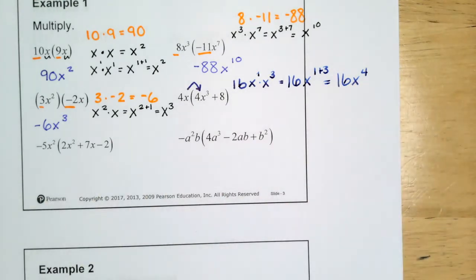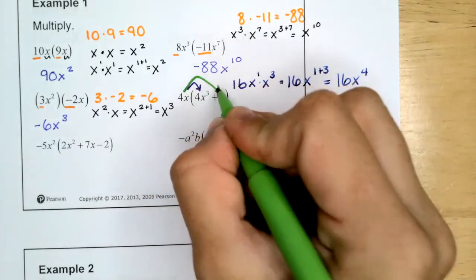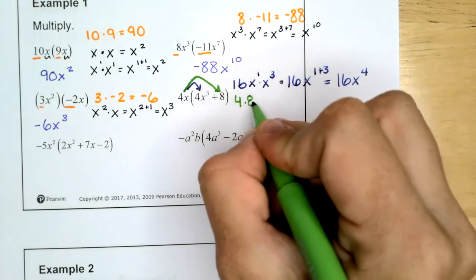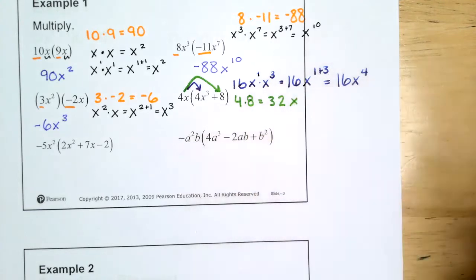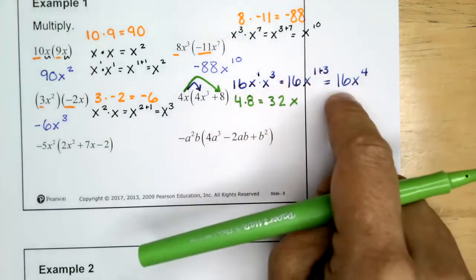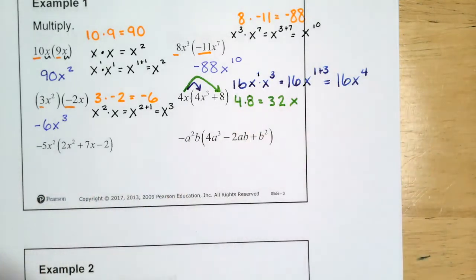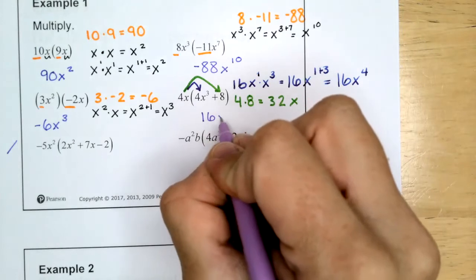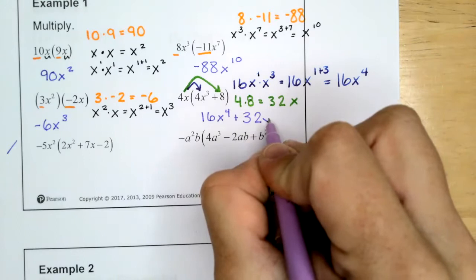And then our other term is 4x times a positive 8. So 4 times 8 becomes 32. And then we just have 1x. So we're going to put that together, and that will be our answer. So our answer is positive 16x to the 4th plus 32x.